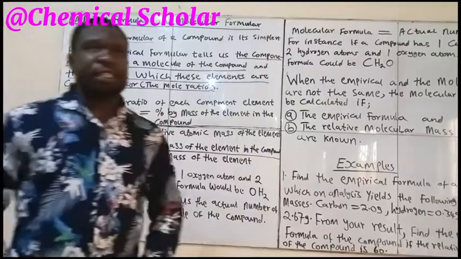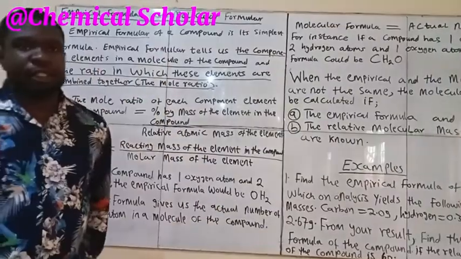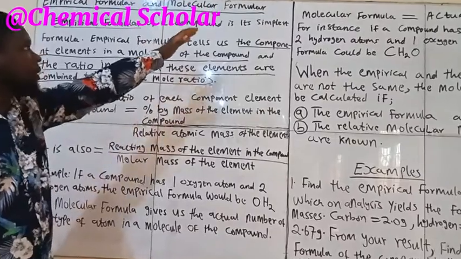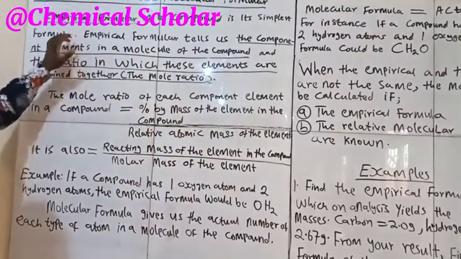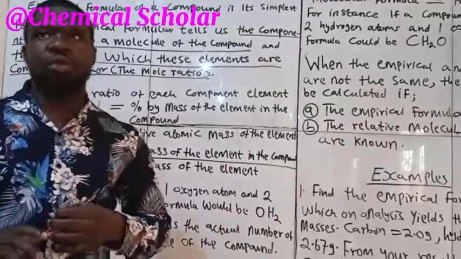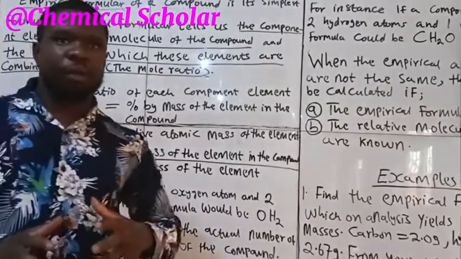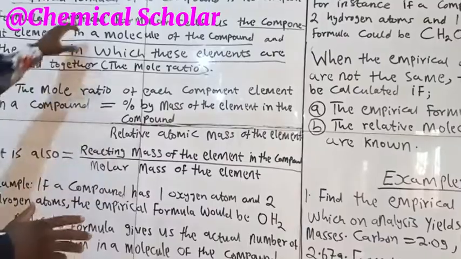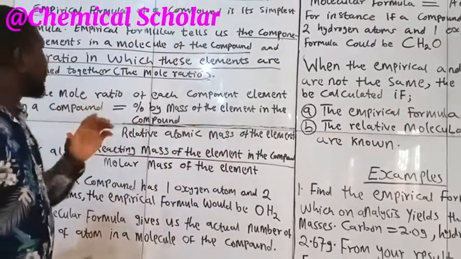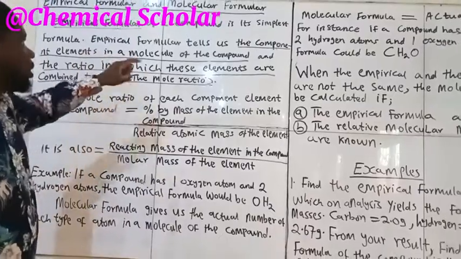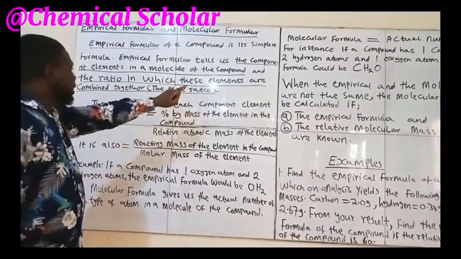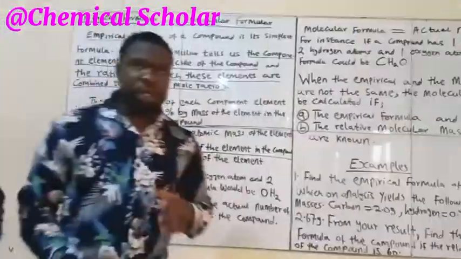Let's start by defining what the empirical formula is. An empirical formula of a compound is its simplest formula. The simplest formula of a compound is what we call the empirical formula. The empirical formula tells us the component elements in a molecule of a compound and the ratio in which these elements are combined together.